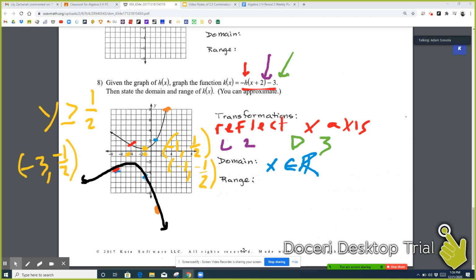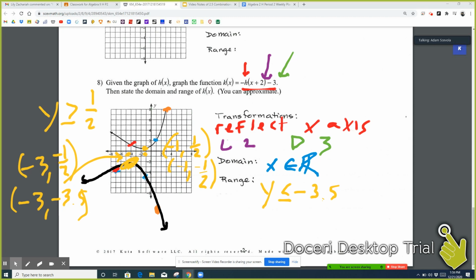And then it gets shifted down 3 to around here. I didn't draw this perfectly, but if it moves down 3, it'd be at -3, -3.5. So that's where this point would be after I do all the transformations. So then I would estimate the range to be y is less than or equal to -3.5.